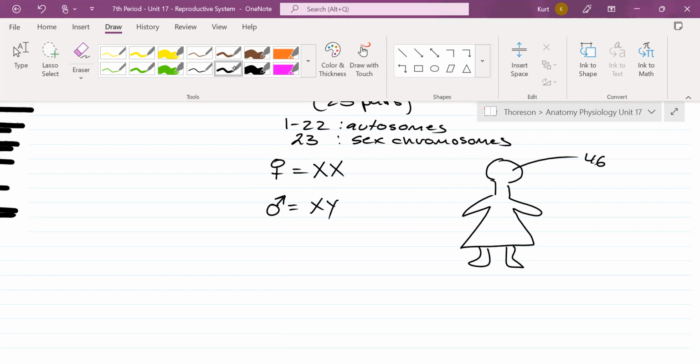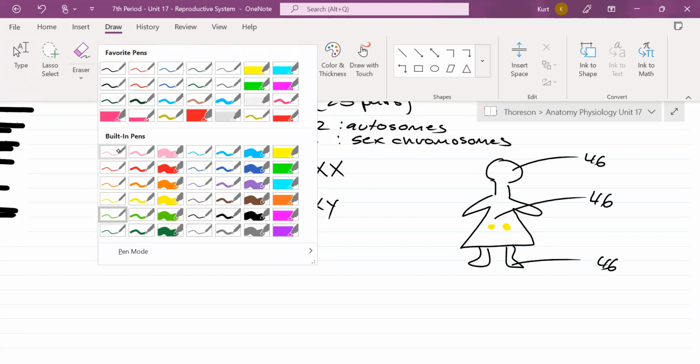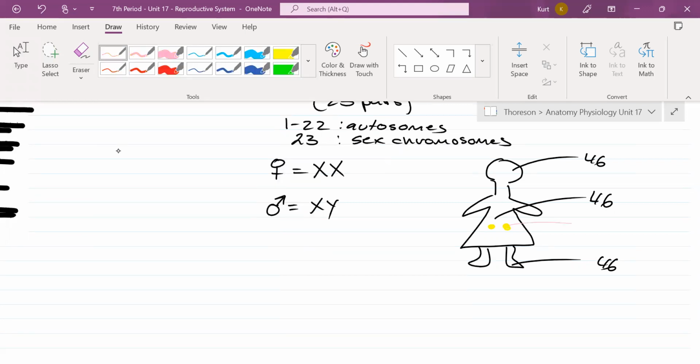46. How many would I get from a cell from her foot? 46. How many would I get from a cell from her abdomen? 46. But how many would I get in an egg cell from her ovary? Right. Now I want to make this very clear. Your ovaries are made of cells. Those have 46, but the cells that your ovaries produce are called egg cells or oocytes, and they have 23.